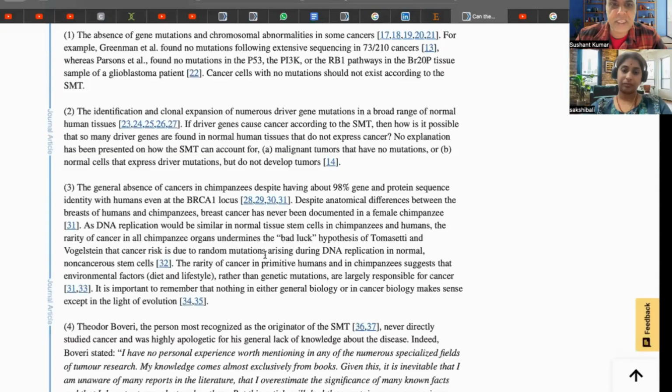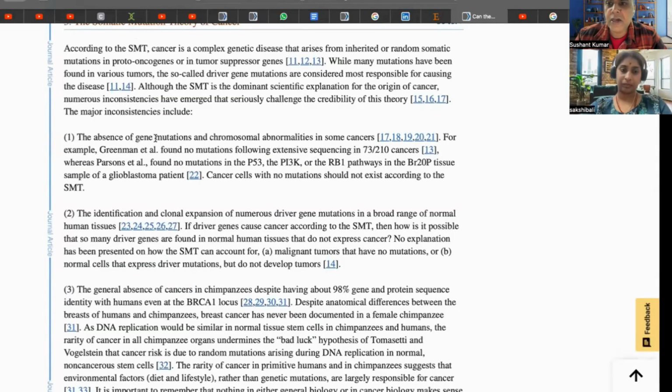This is one of the most important aspects, and I'll share a few things here. If you see this research paper, written by a famous professor from Boston College, Dr. Thomas Seyfried, it clearly mentions that in one third of the cancer cases, 210 cancers were sequenced. Out of those, in 73 cancers there were no gene mutations, zero. So how do you explain that?